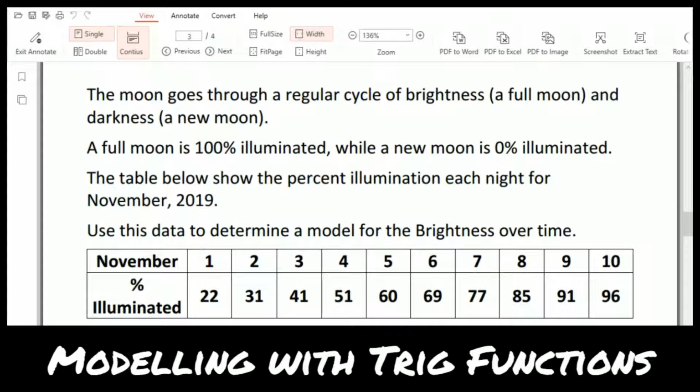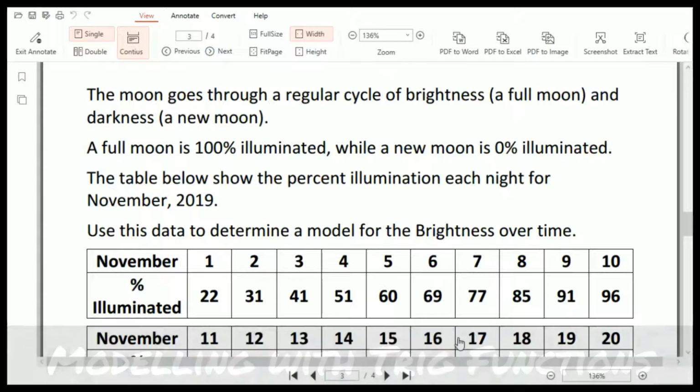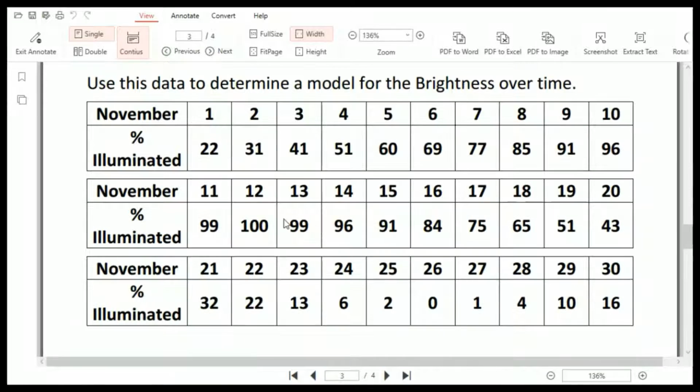In this example, we're going to take a look at modeling with trig functions to see basically how much light is given off by the moon every night through a 1 month period. The data in this question is actually real data from November 2019, and there's quite a bit of it here. I'll just scroll down so you can see it all.